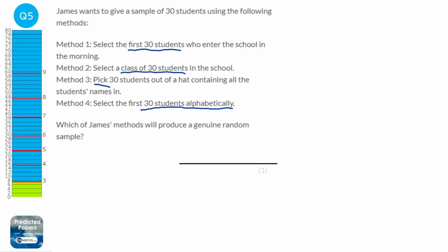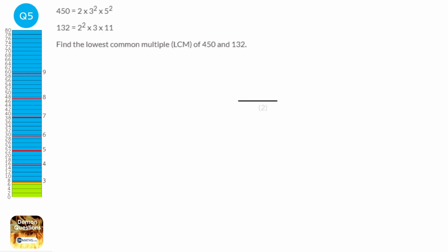So picking 30 students out of a hat containing all the students' names in is definitely the fairest way of picking a sample from this list. This question seems a lot harder than it is.